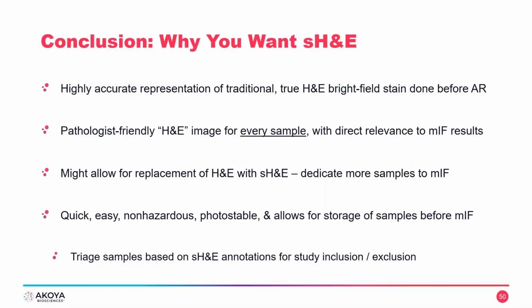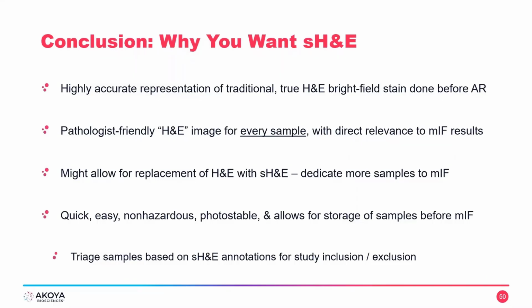It might allow for the replacement of H&E with SH&E, of course, depending on the requirements of your study. So you could dedicate more samples to MIF that would otherwise be dedicated to true H&E. It's quick, it's easy. Again, one single aqueous application. It's non-hazardous and it's photostable. I've tested scanning these things, I think up to 15 times, and I haven't seen any decrease in emission intensity after that much imaging. And it allows for the storage of samples before MIF.